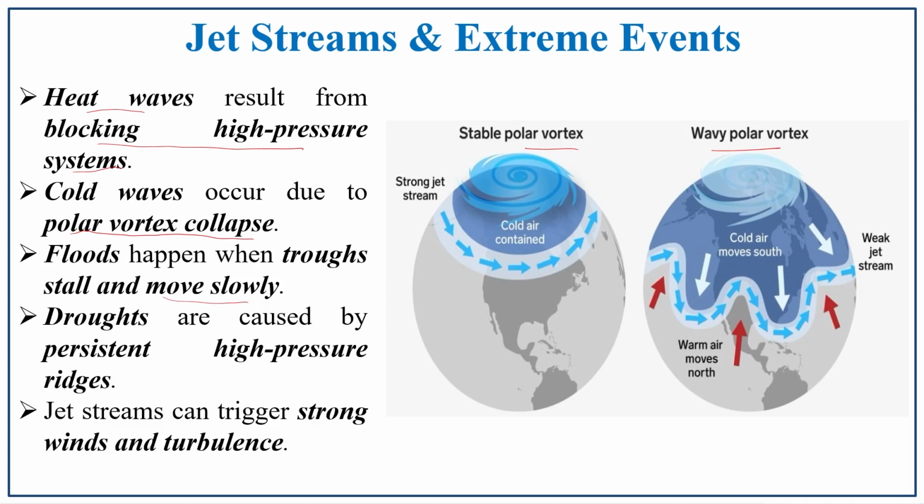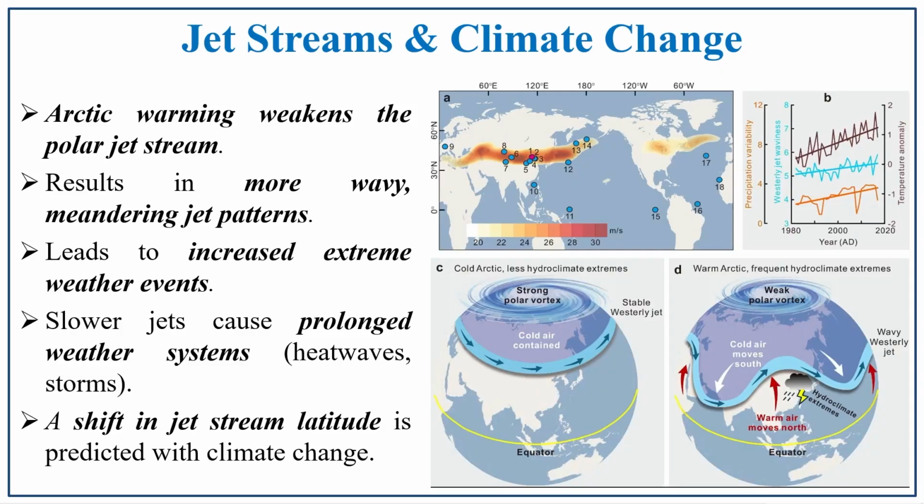The droughts are caused by persistent high pressure ridges. So these are all the characteristics and features required for the drought condition and flood condition, which are highly influenced by jet streams. The jet streams trigger strong wind and turbulence. The strong wind and turbulence are highly influenced by jet streams. In such a way, the extreme events have been influenced by the jet stream. Jet stream and climate change.